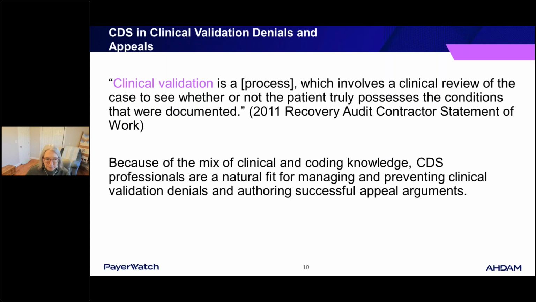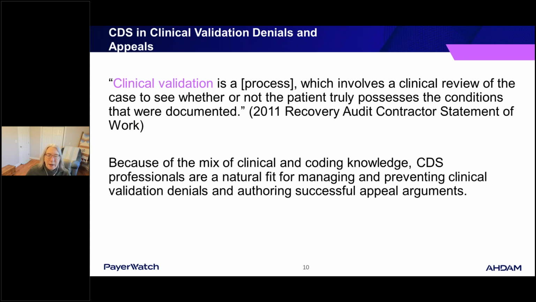This definition of clinical validation came from the 2011 Recovery Audit Contractor Statement of Work. The Recovery Audit Contractor is an auditor for traditional Medicare. And in 2011, this is really the first time I saw the terminology clinical validation. What they described in their statement of work was that clinical validation is a process which involves a clinical review of the case to see whether or not the patient truly possesses the conditions that were documented.